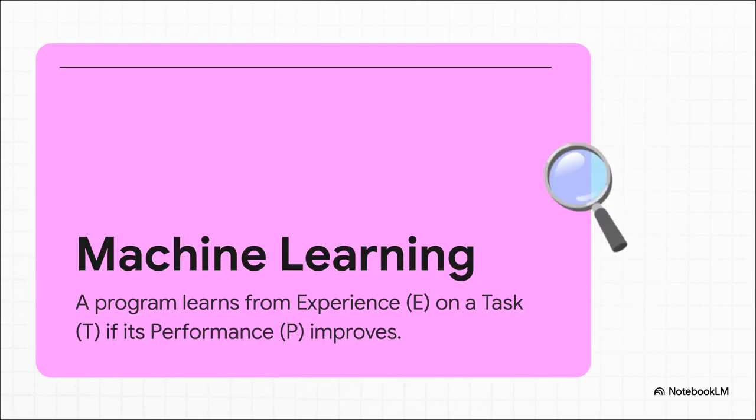So what does learning actually mean for a computer? I mean, really? Well, it boils down to just three things. You've got a task, some experience, and its performance. Let's use our spam filter again. The task, T, is to flag spam. The experience, E, is watching you mark emails as junk. And the performance, P, well, that's just how much better it gets at catching spam tomorrow. If its performance improves after getting that experience, boom, it has officially learned something.